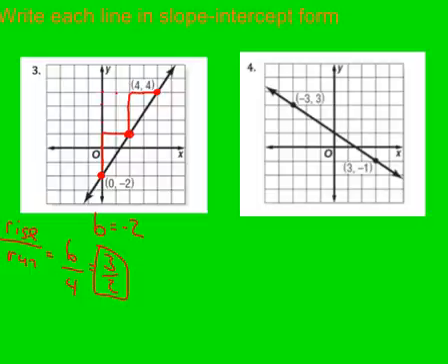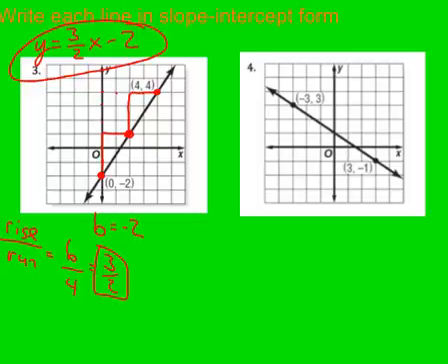Up 3 over 2. So to write it in slope-intercept form, I write y equals m, slope was up 3 over 2, x plus, where did it go through the y-axis? At negative 2. So I'm going to erase the plus sign and write minus 2. And there you have it, folks.